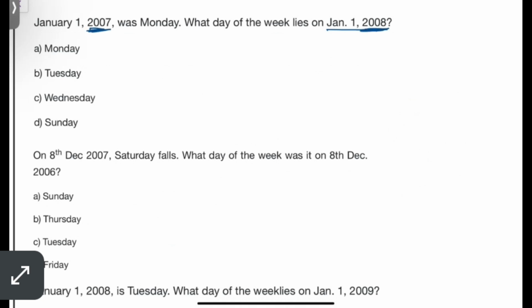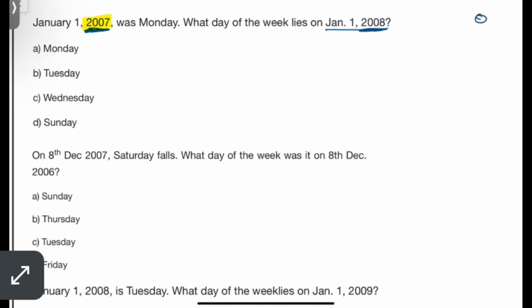So what do we do in this case? First thing first, we need to check whether this one is a leap year or not. 2007, we can directly see that it's not a leap year. Why? Because the last two digits are 07, and 7 is not divisible by 4, which means this is not a leap year. So it's a normal year. And we know that a normal year has how many odd days? There is 1 odd day.